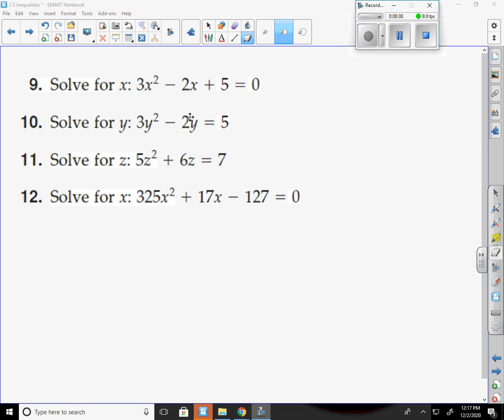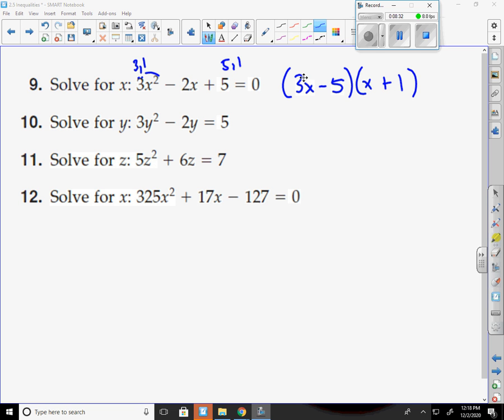We need to figure out what multiplies to give us 3 and what multiplies to give us 5. Well, that's 3 and 1. And then this is 5 and 1. And then I can do my grouping. So it'd be 3x and x. This is a negative 2. It would be minus 5 plus 1.